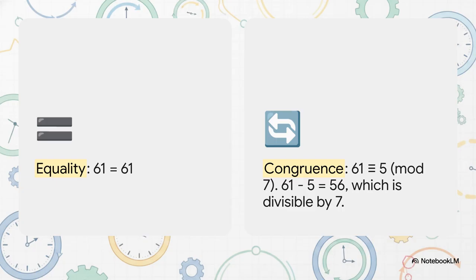In standard math, 61 only equals 61. End of story. But under a modulo 7 system, 61 is actually congruent to 5. Why is that? Because if you subtract 5 from 61, you get 56, and 56 is perfectly divisible by 7. That means in a modulo 7 world, the number 61 and the number 5 are essentially identical values. They land on the exact same spot.